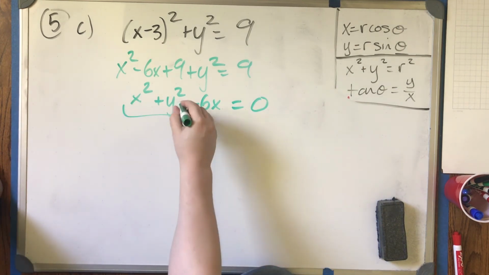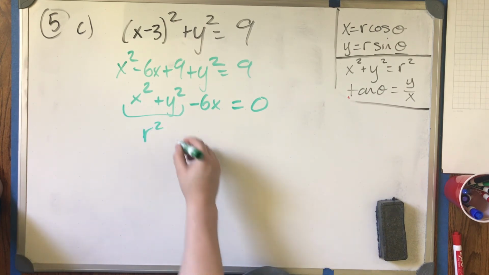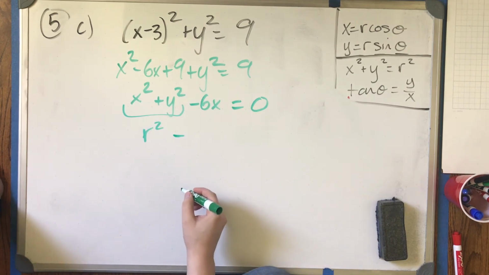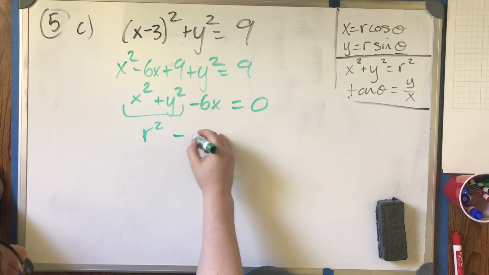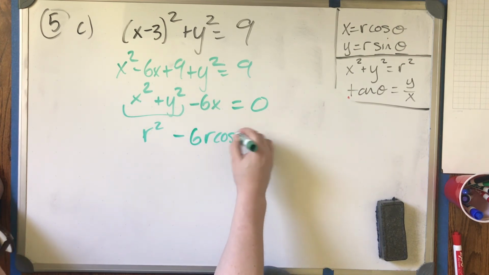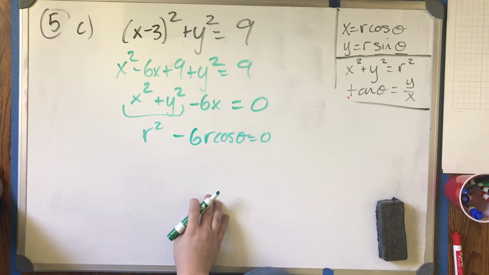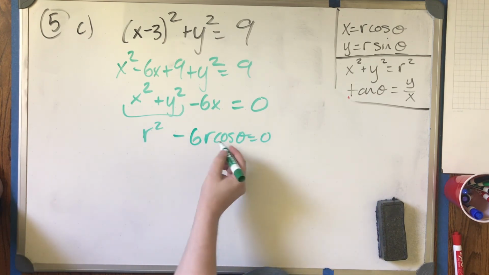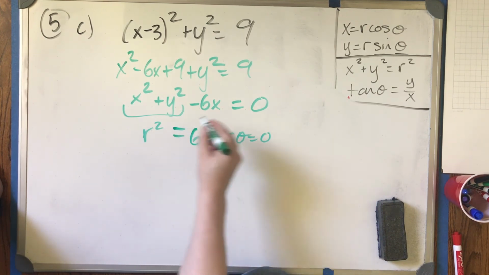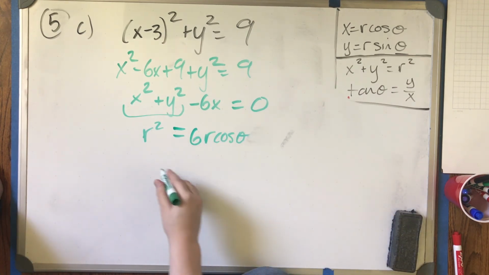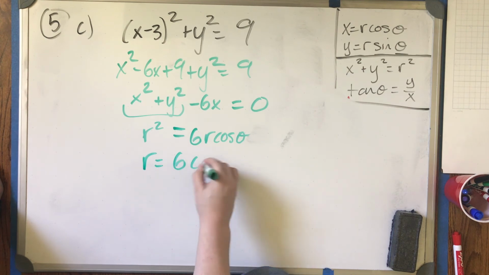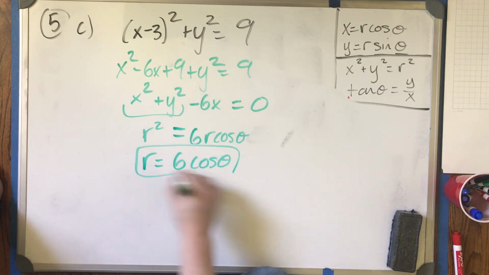So x squared plus y squared, that's the same thing as r squared. And then I have this minus 6x, which I'm going to replace the x with r cosine theta equals 0. And we can actually just add this to the other side. So I'm just going to cheat and do that. And then I can divide everything by r. So I'll get r equals 6 cosine theta.